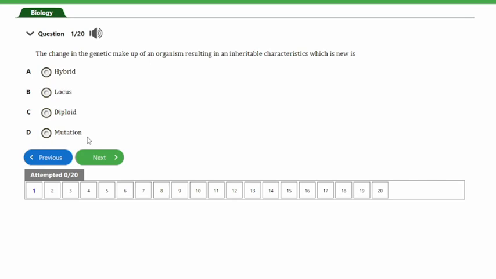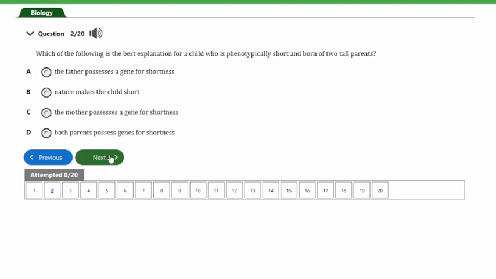And it says, the change in the genetic makeup of an organism resulting in an inheritable characteristics which is new is A. Hybrid, B. Locus, C. Diploid, D. Mutation. So guys, the answer to this question is mutation. Mutation is actually a change in the genetic makeup of an organism that results in a new inheritable characteristics. So guys, that's the answer to this question, and that's option D. Let's look at the next question, guys.